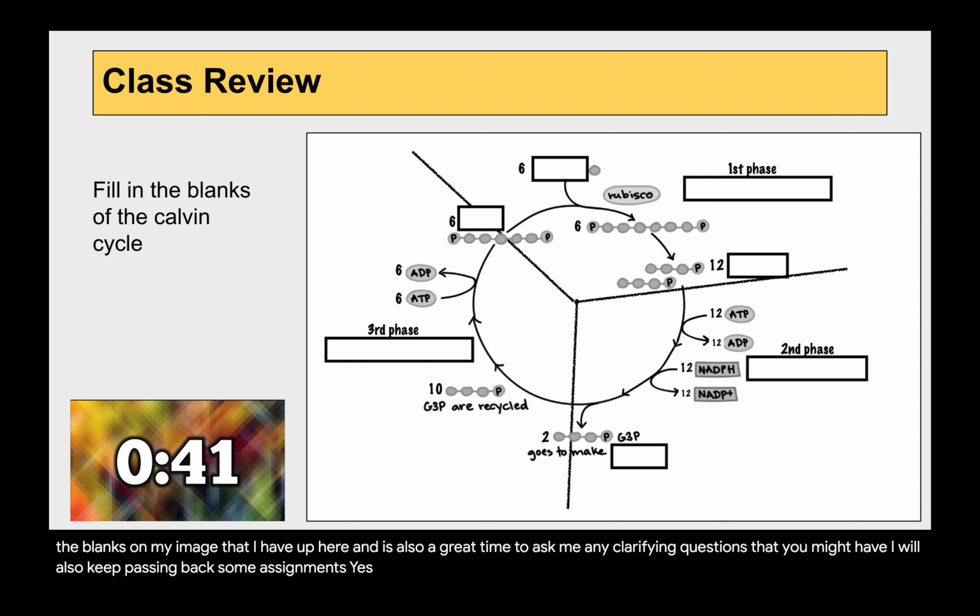Because that's needed in the first step, right? That's part of the reaction.